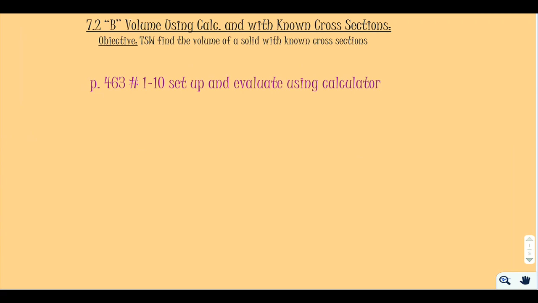Okay, today we're going to talk about 7.2b. We're going to continue talking about volumes of solids of revolution. We've been talking about volumes of solids of revolution the last couple days, but all of the volumes that we found, we sliced our little figure into little cylinder shapes or even washer shapes.